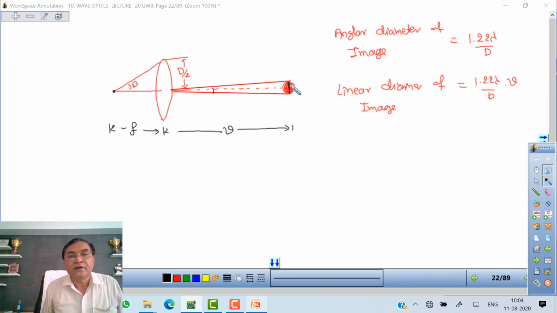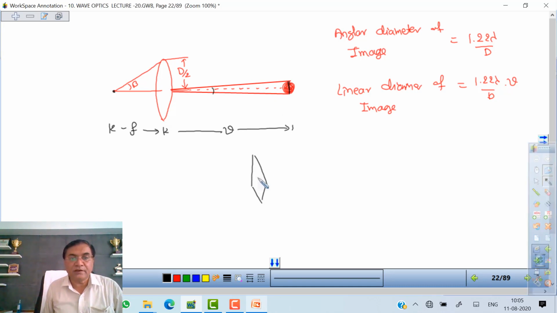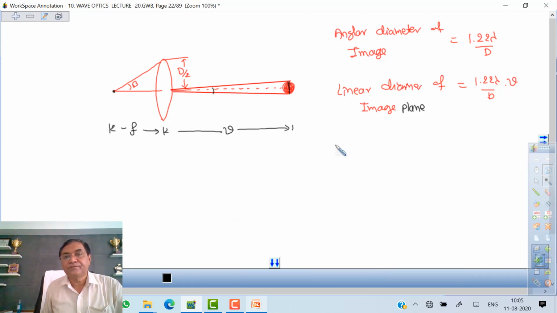So this is the diameter, and this is in the image plane. So I write image plane. It is in the image plane. And here the object is in the object plane. Okay. So it is in the image plane.